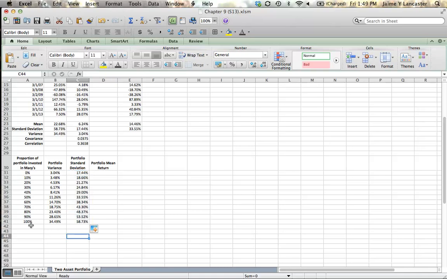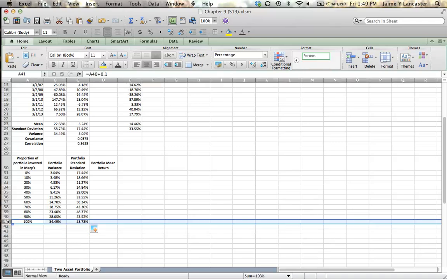And I can look that if we have 100% invested in Macy's, the variance is going to be equal to Macy's variance, and my standard deviation is going to be equal to Macy's standard deviation. You want to run those numbers, check that in your mind, and look at the spreadsheet to make sure your numbers came out correctly.